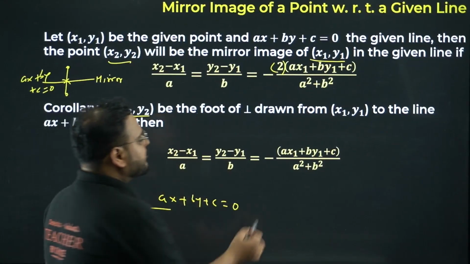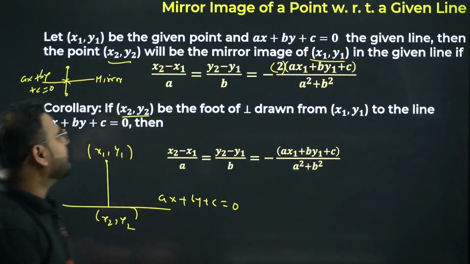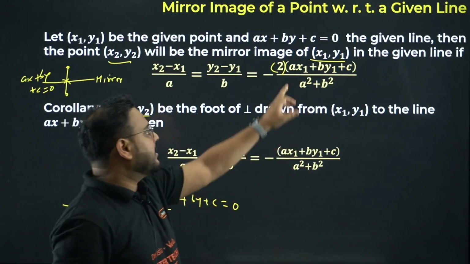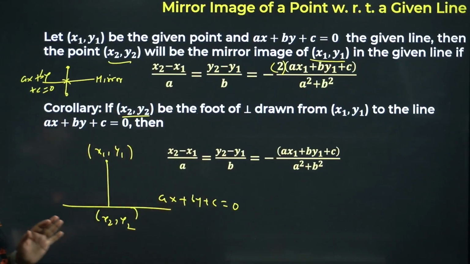Everything remains the same except for this 2. This 2 is gone because we have twice the distance over here. We have only one part, right? That's why this 2 is gone. Everything else remains the same. Please check. Okay, great. This is for the foot part.